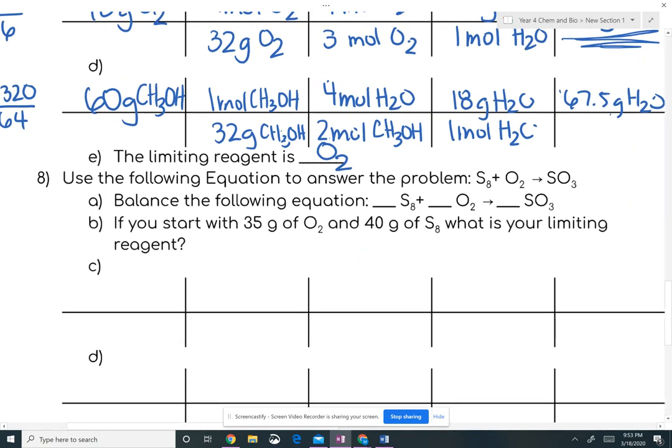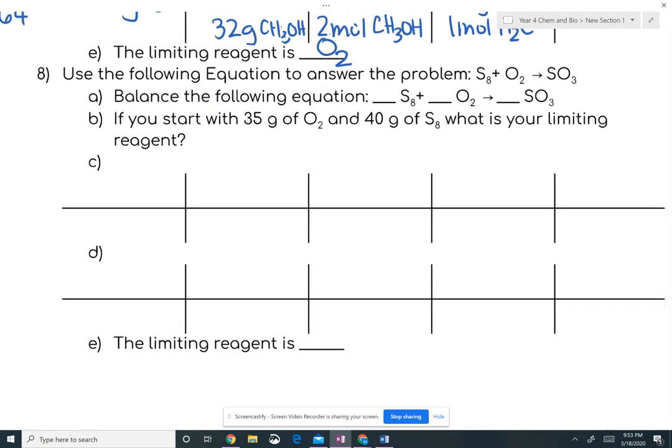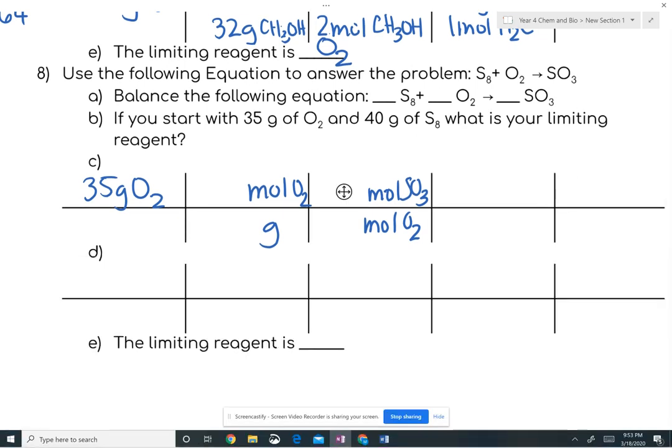So for the last one, I'm just going to set it up for you guys, and then you should be able to solve this one on your own. So we start with 35 grams of O2. And it's a very similar setup, right? So we're going to have to go grams to moles of O2. Then you get moles of whatever you want, which is SO3. And then you get moles of O2, right? And then you go grams of SO3 over moles of SO3. And then you guys would solve it, right?